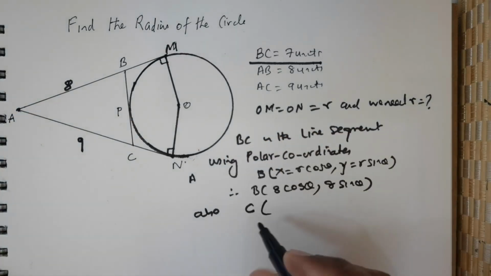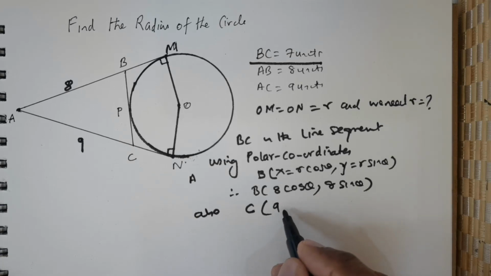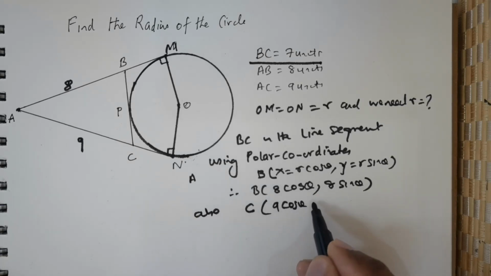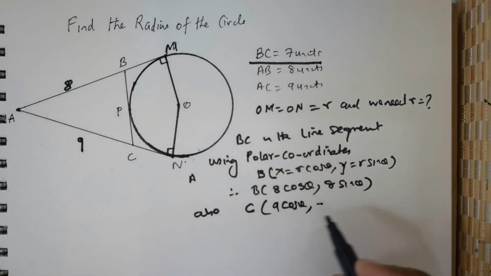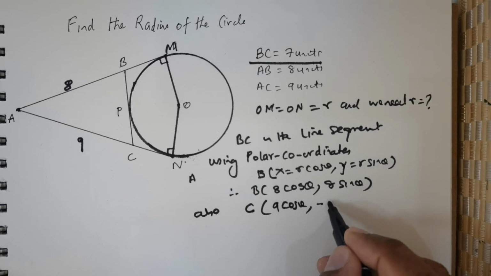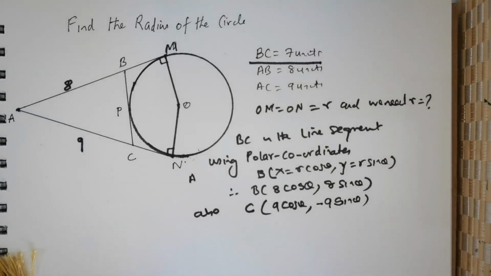Okay? Now, since C is on the other side, the first coordinate for X will remain as X is equal to 9 times cos theta, but the sine component will have a negative sign because of the direction. So, this is going to be negative 9 times sine theta. Now, I want that BC.